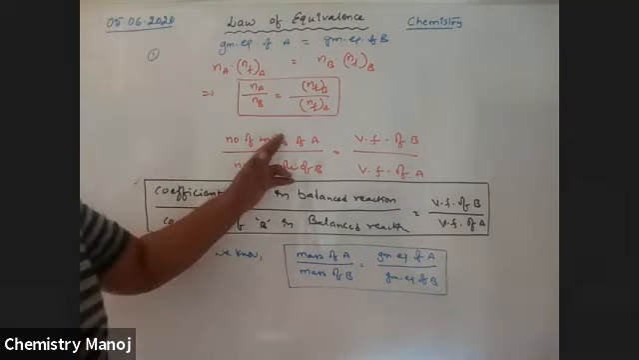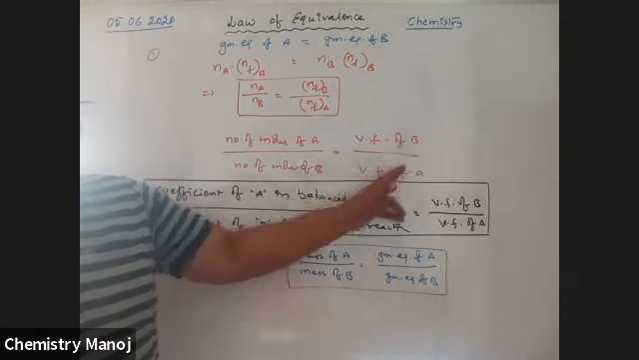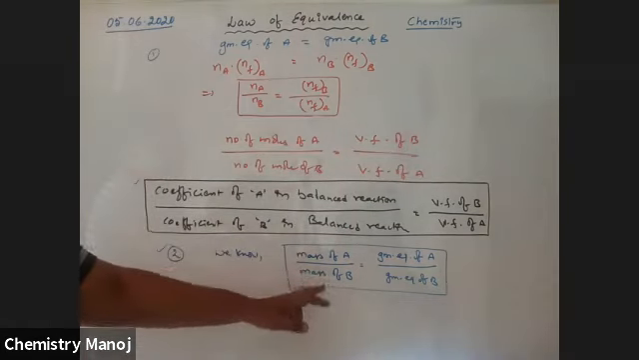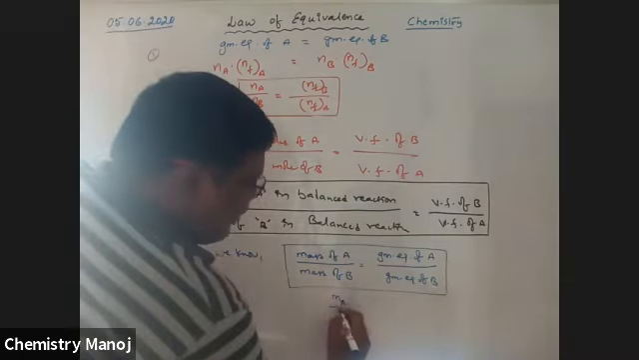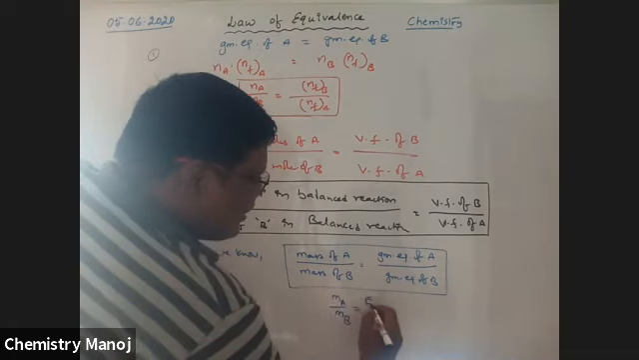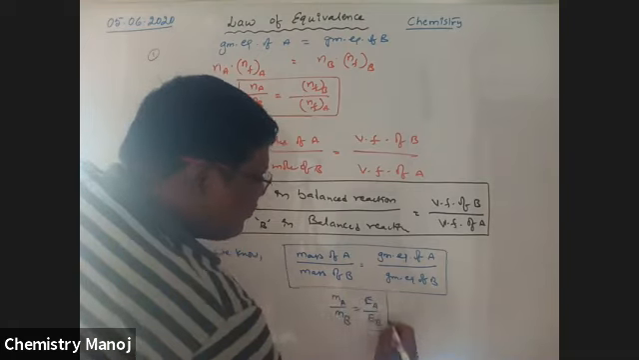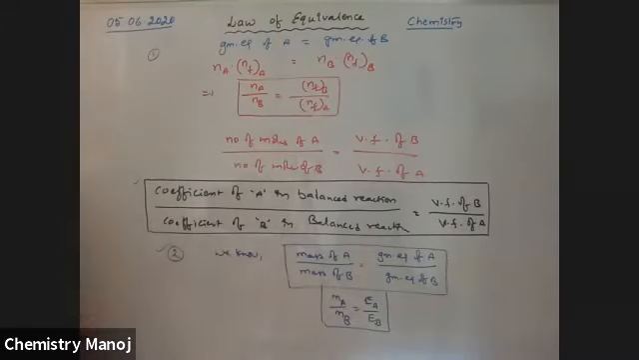The number of moles of A by the number of moles of B is equal to the valency factor of B by the valency factor of A, or the mass of A by the mass of B is equal to the gram equivalents of A by the gram equivalents of B. Simply, it is taken as mass of A by mass of B equal to equivalents of A by equivalents of B. These two are the same. Very, very important, most important. We will calculate some problems, my dear boys.